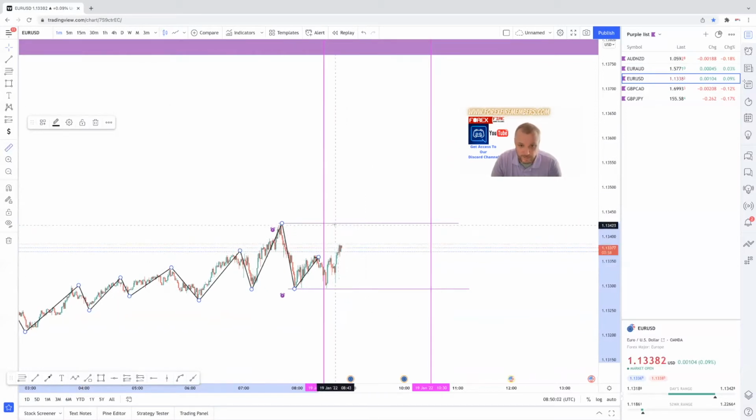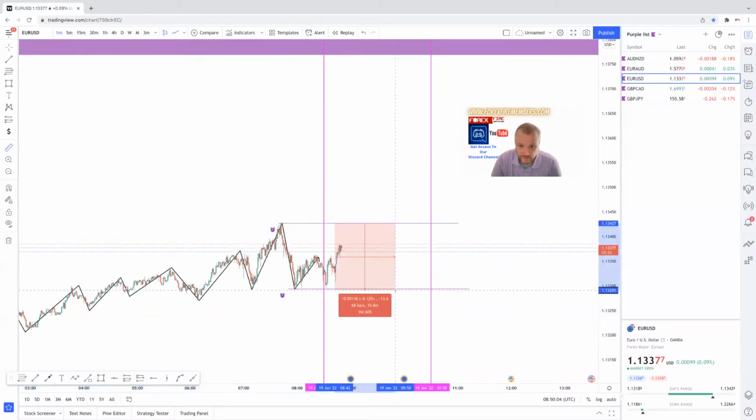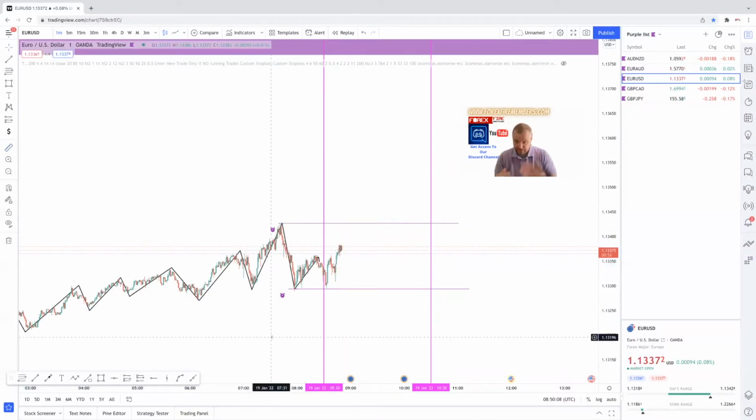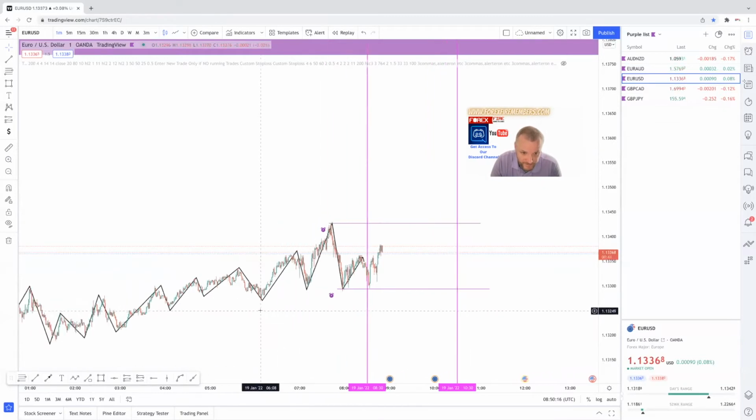We'll check the pip movement on this at the moment. So around about 13 pips, give or take. So it's in the middle. It's around about 7 pips between each area, and then we'll come back and we'll see where we are based upon the structure at the moment.